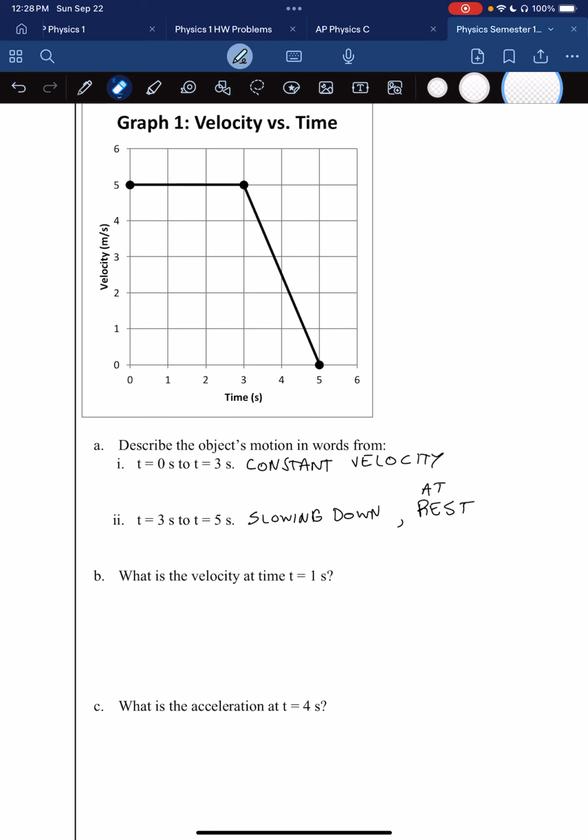Okay. Let's go on to the next one. What is the velocity at t equals 1 second? So you look at 1 second. Velocity is on the y-axis, so all you have to do is look up here and just tell me what the velocity is. That is 5 meters per second. You can't really show work for part A or part B.